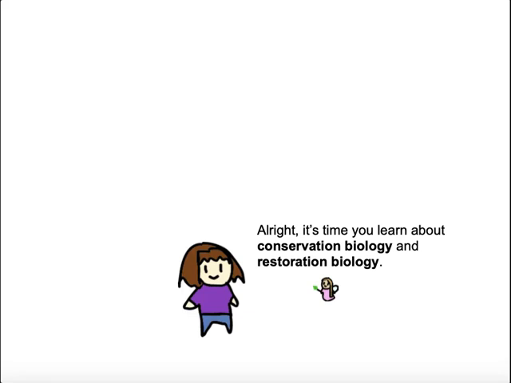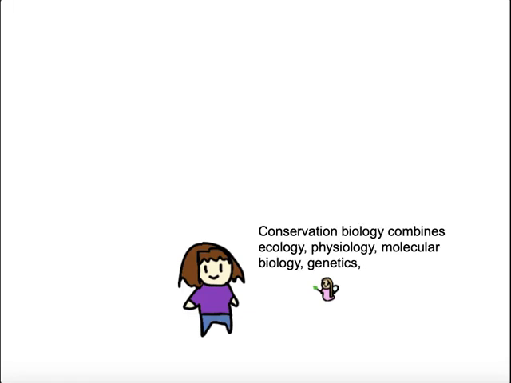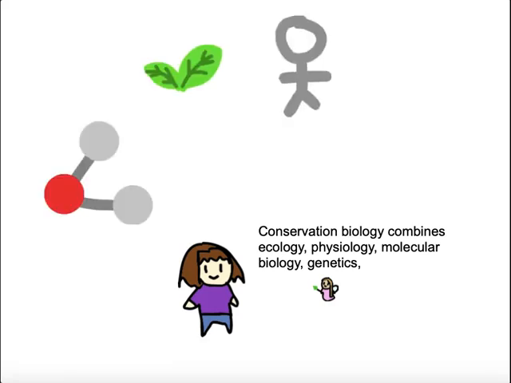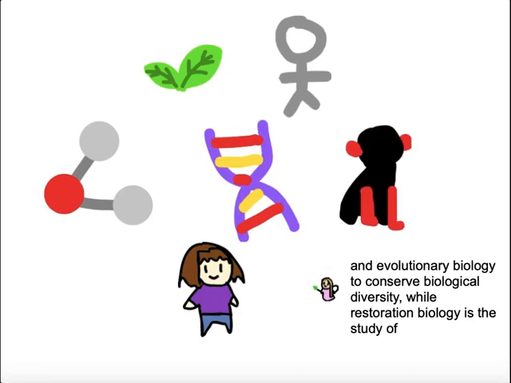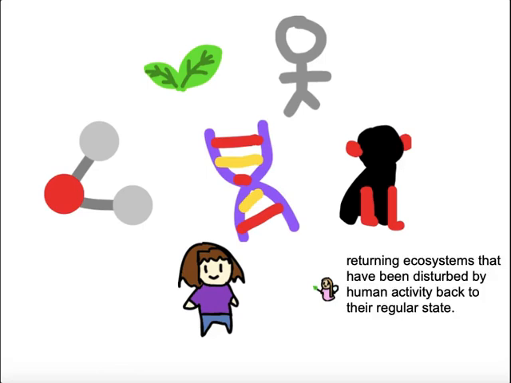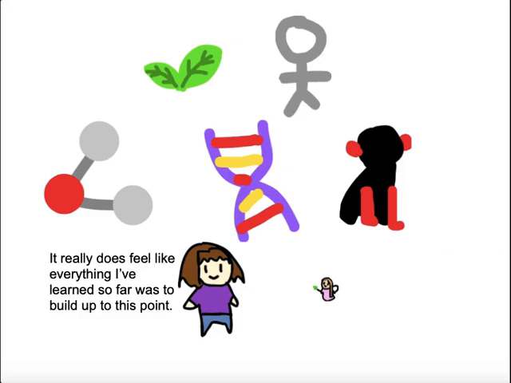Alright, it's time you learn about conservation biology and restoration biology. Conservation biology combines ecology, physiology, molecular biology, genetics, and evolutionary biology to conserve biological diversity, while restoration biology is the study of returning ecosystems that have been disturbed by human activity back to their regular state. It really does feel like everything I've learned so far was to build up to this point.